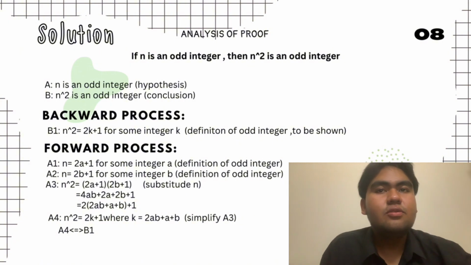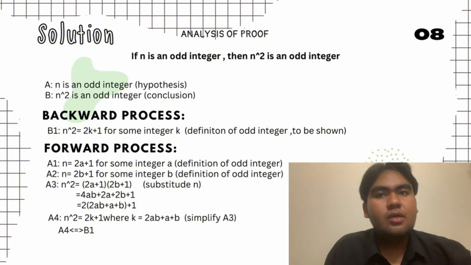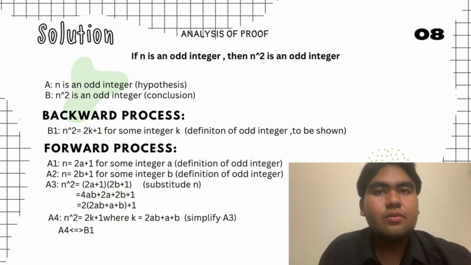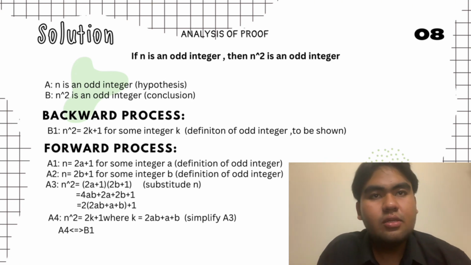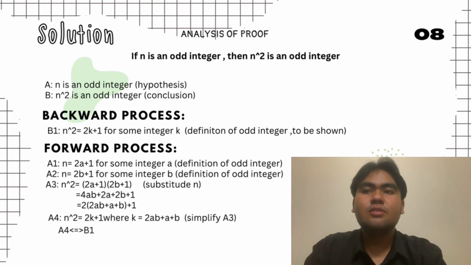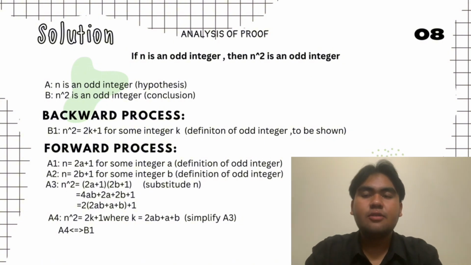Step 2. Use the backward process. B1: n squared equals 2k plus 1 for some integer k, according to the definition of odd integer. Step 3 is to use the forward process until forward and backward are equivalent. According to statement A, we use the definition of odd integer. So A1 is n equals 2a plus 1 for some integer a.